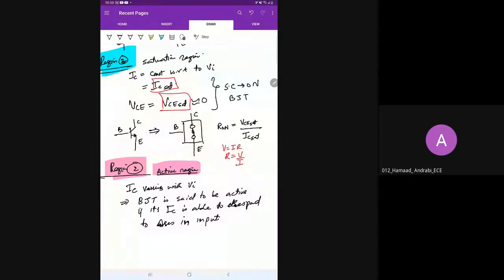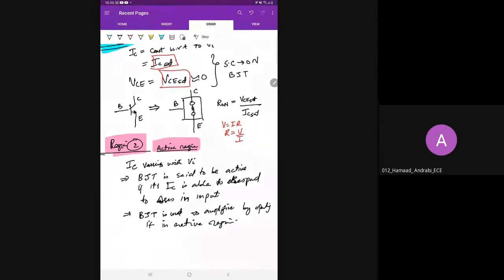I said that a BJT is always operated in active region when we have to amplify a signal, because our AC signals are varying signals. So if your BJT is responding to the changes in the input signal, then you say that the BJT is operating in the active region. So a BJT is used as an amplifier by operating it in the active region.